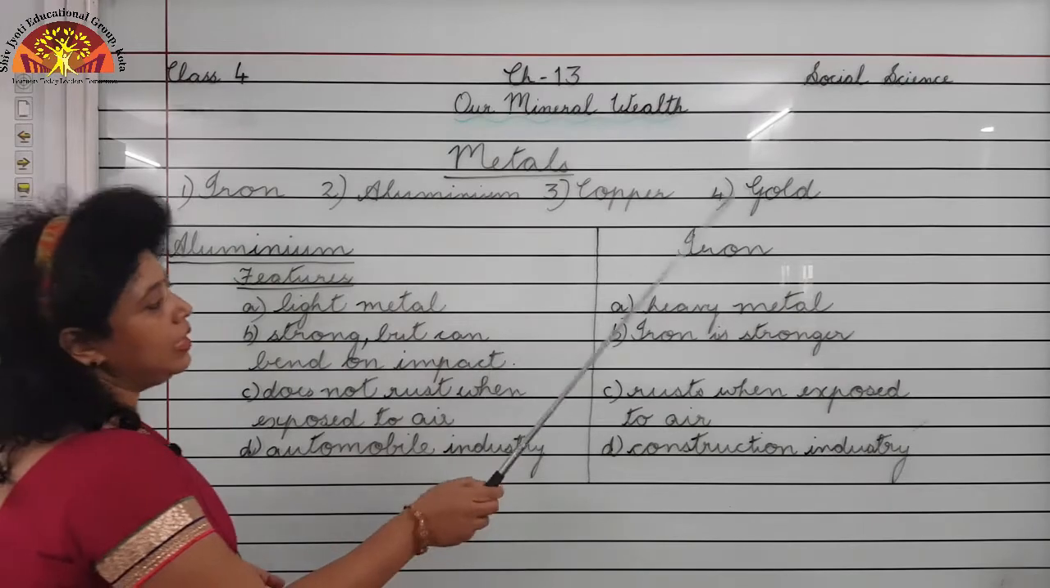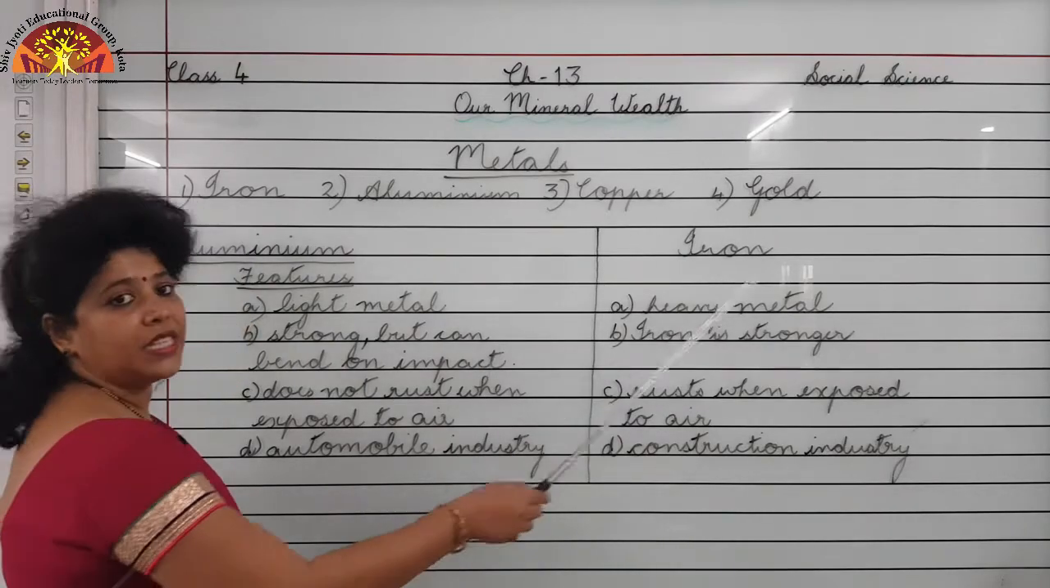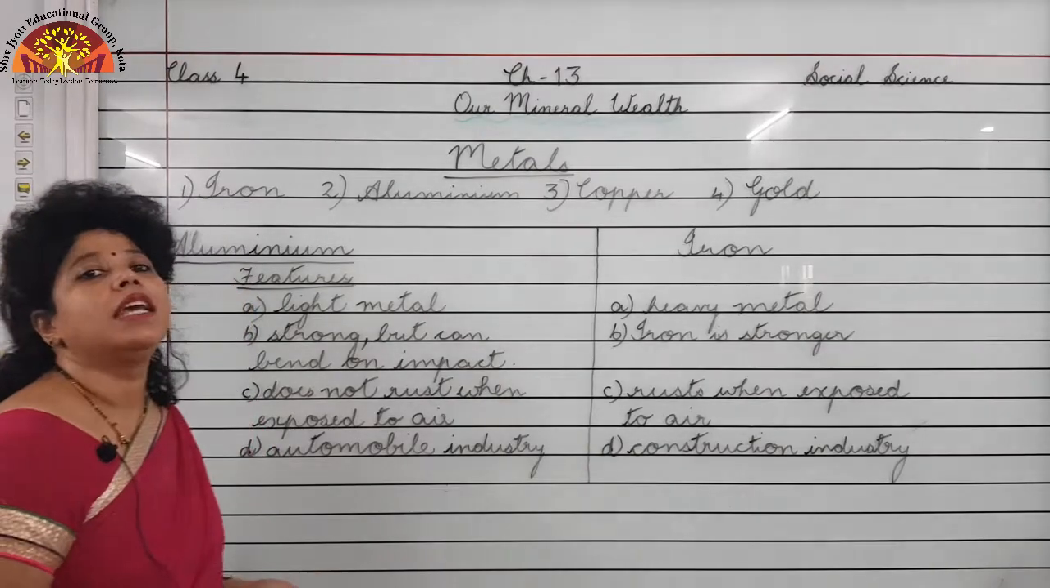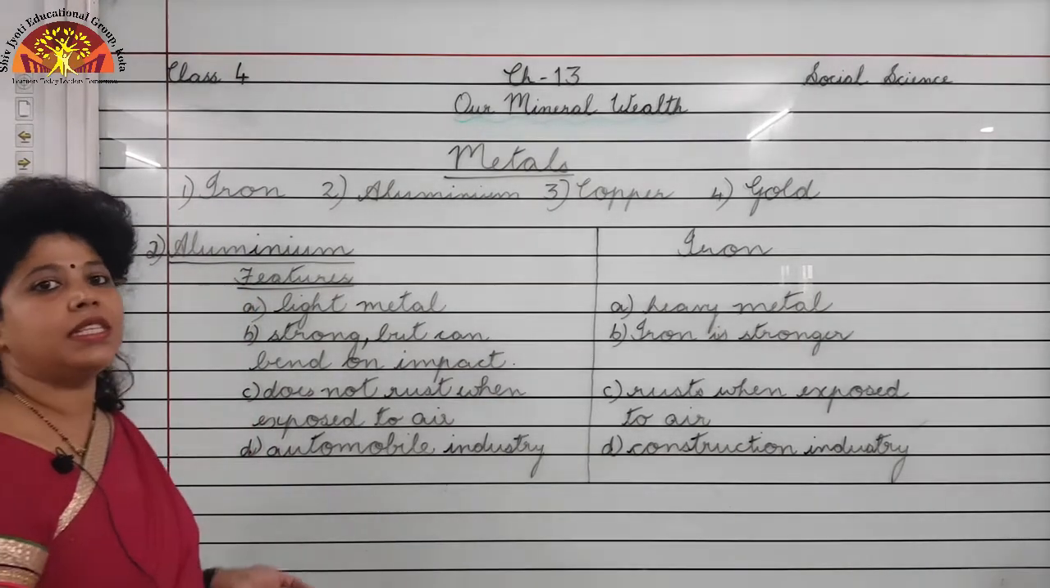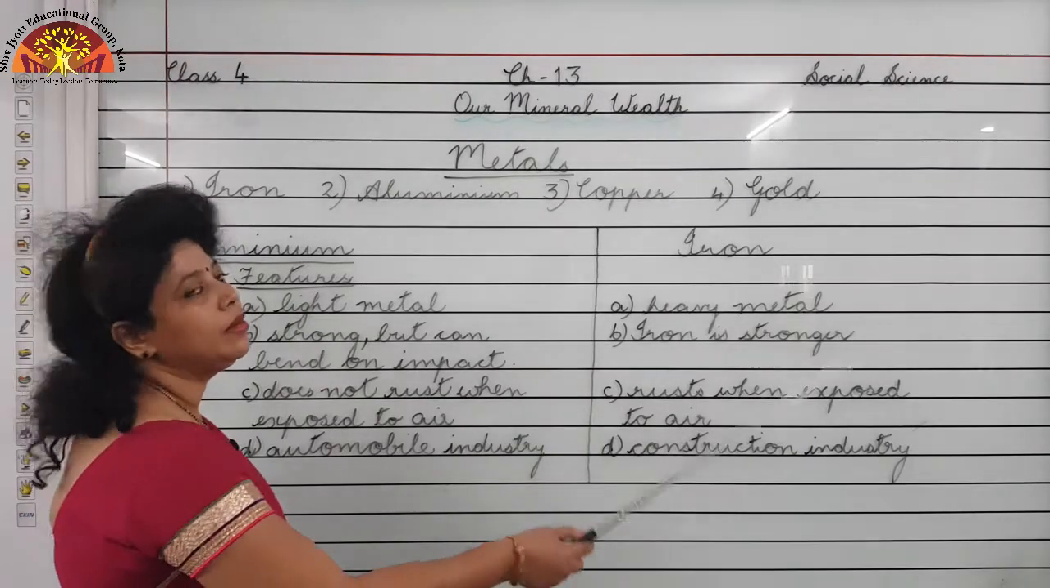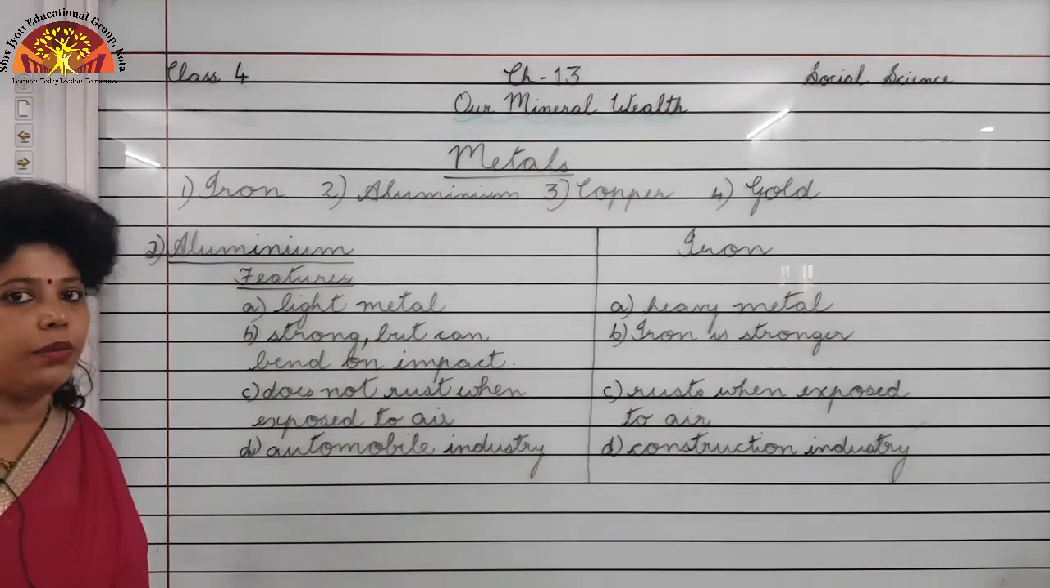And similarly with iron, because of its strength, it is used in the construction industry, that is in buildings and houses and bridges and engines. So, in such cases iron metal would be preferred to aluminium.